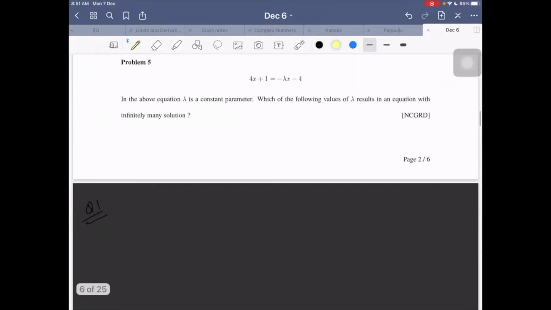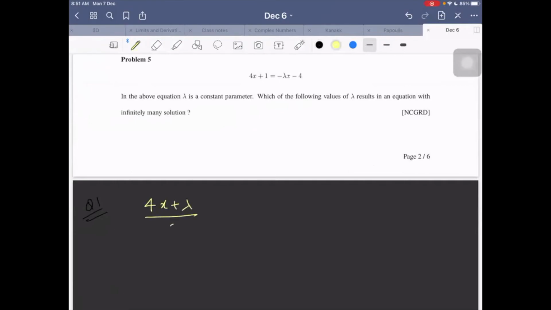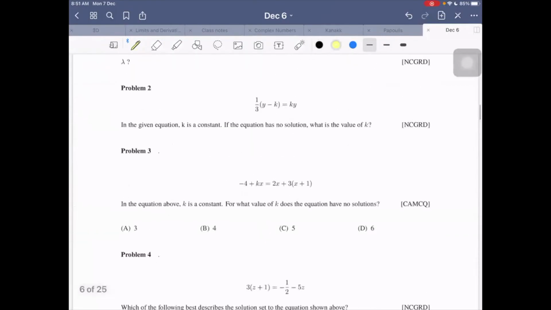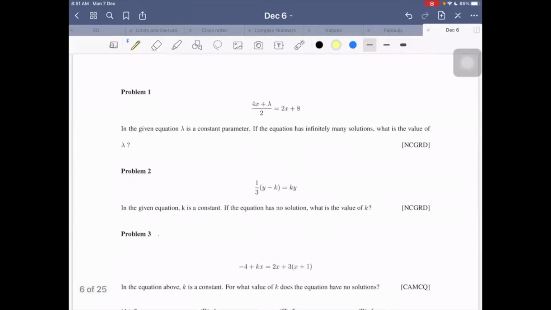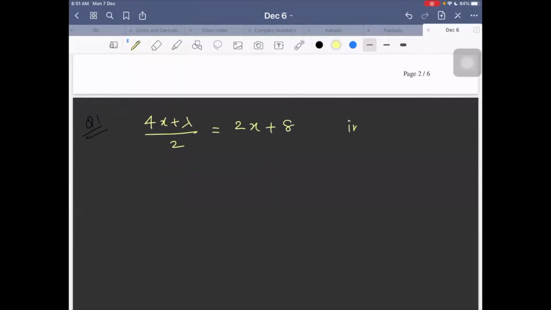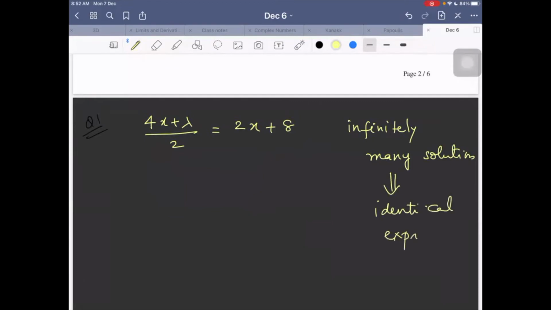We have (4x plus lambda) divided by 2 is equal to 2x plus 8. Listen carefully. The question says the equation has infinitely many solutions. So what are we looking at? We are looking at identical expressions on both sides, both LHS and RHS.